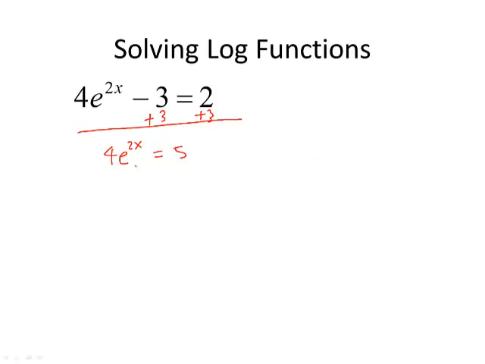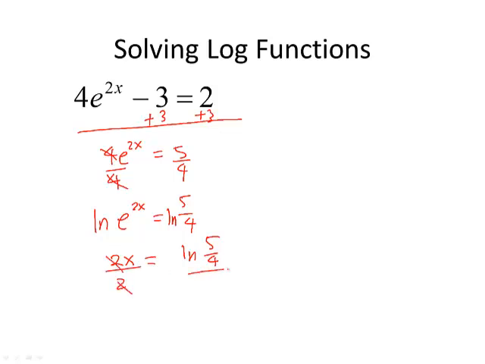What should I do next? How about divide by 4? Okay, now it's starting to look like the problems we were just doing. Now, to get rid of that e, we're going to get rid of an antilog. We're going to do the natural log. So now I have 2x is equal to the natural log of 5/4. Divide by 2. And my final answer is approximately, finishing this off with my calculator, about 1.11.